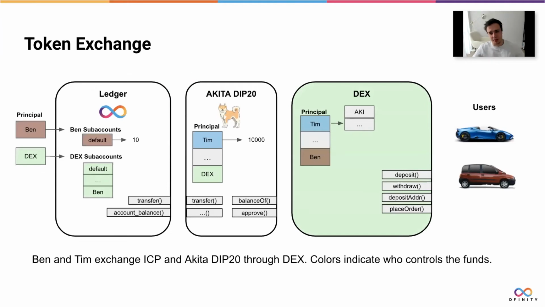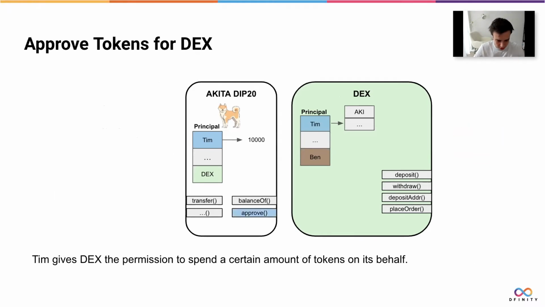So let's look at a sample token exchange. This is just the high level setup. Here I have Ben, who has some ICP, and I have some tokens, and we want to do a trade. We have the DEX on the right-hand side, and the colors indicate who controls the funds. Let's start. I want to place a sell order, so I call the approve function on the token and give the DEX the permission to take custody of my funds.